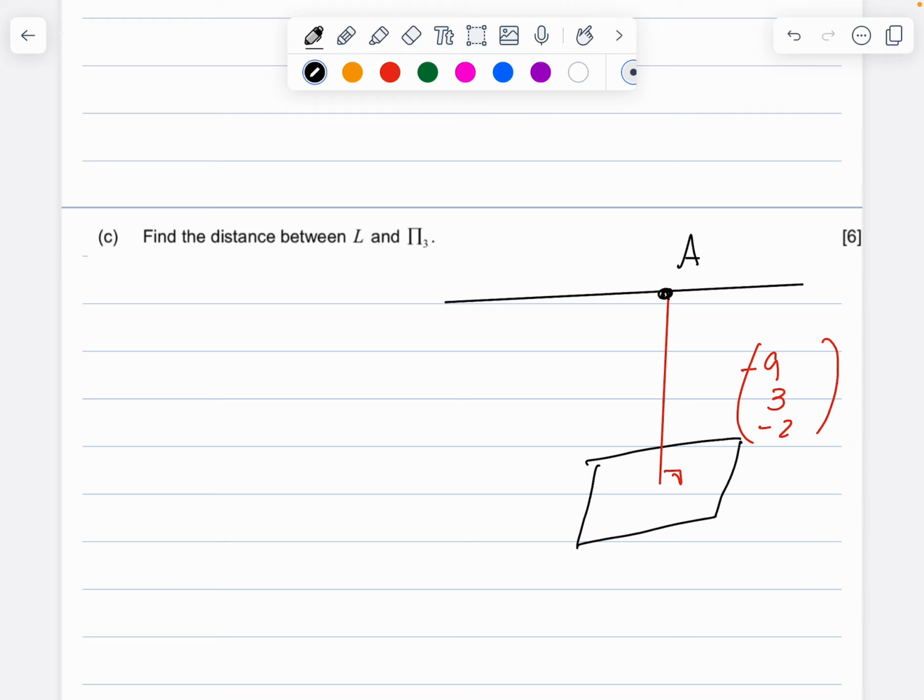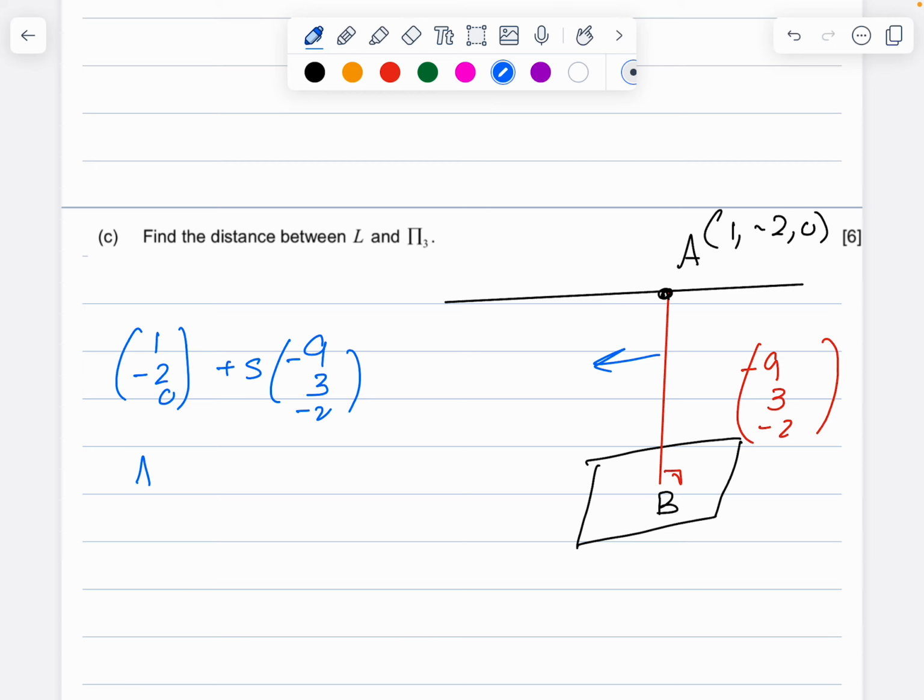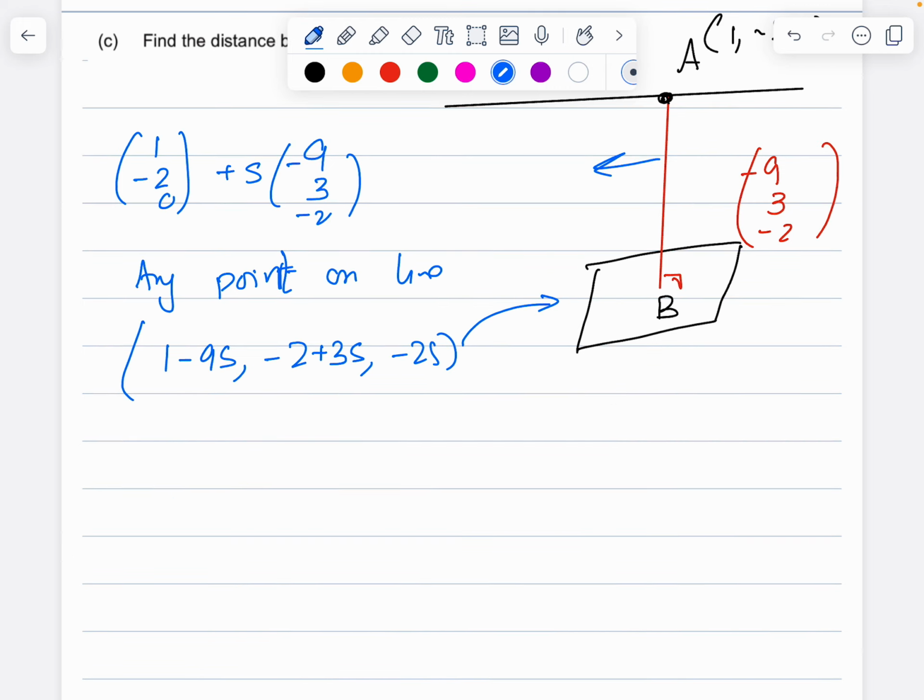Now what is this distance? Let this point be A and B. We have to find out the distance between A and B. Let this point be 1, negative 2 and 0. So I am going to find the equation of this line. The equation of this line will be 1, negative 2, 0 plus s times minus 9, 3, negative 2. Any point on the line will be 1 minus 9s, minus 2 plus 3s, negative 2s. It should be the point B. For which value of s?